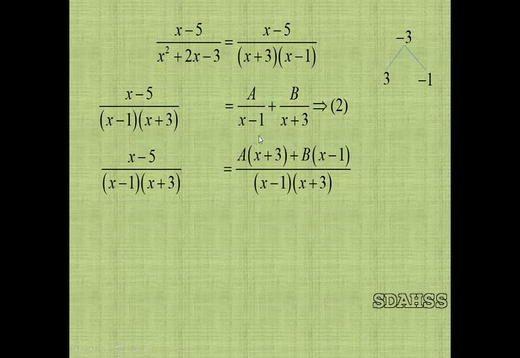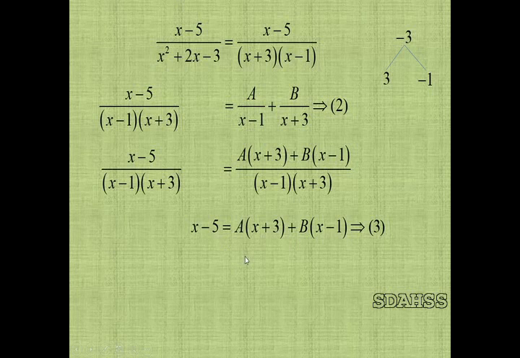Then find the LCM. Here the LCM is (x minus 1) into (x plus 3). Then cross multiply: a into (x plus 3) plus b into (x minus 1). So cancel the denominator. So you have x minus 5 is equal to a into (x plus 3) plus b into (x minus 1). Mark it as third equation.